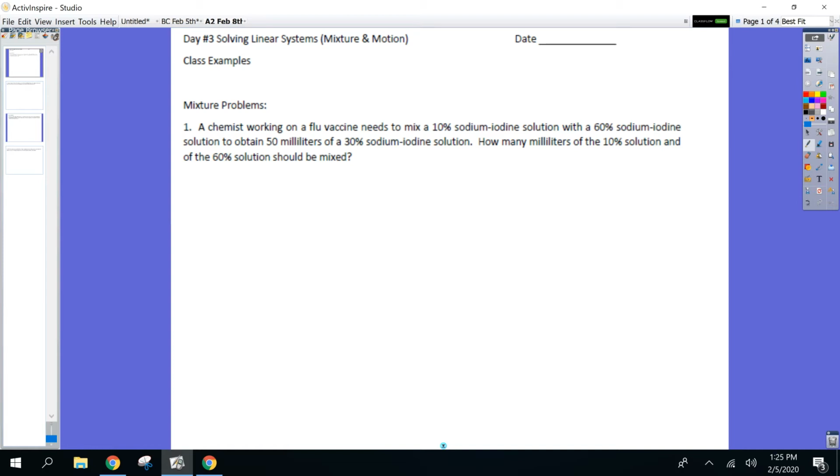I don't know if you've seen these types at all, maybe on the SATs or back in Algebra 1, the mixtures. I'll let you go ahead and read through that. There's a lot of numbers flying around, but we're still going to set up 2 equations. Go ahead and read through that flu vaccine, and then we'll talk about how to set up the 2 different equations.